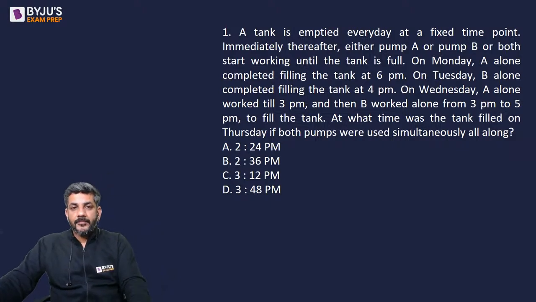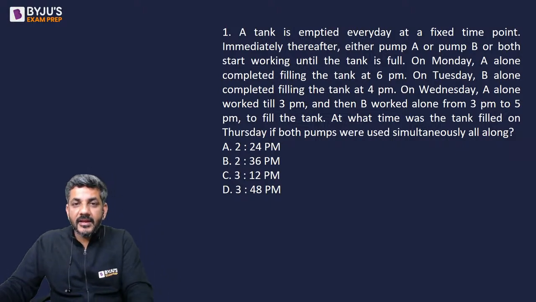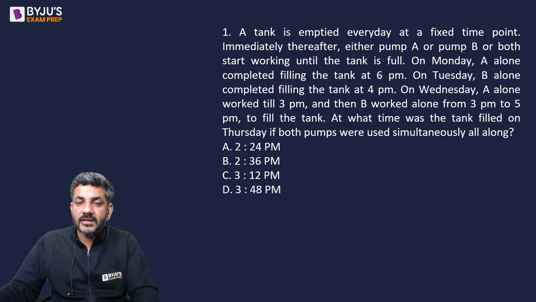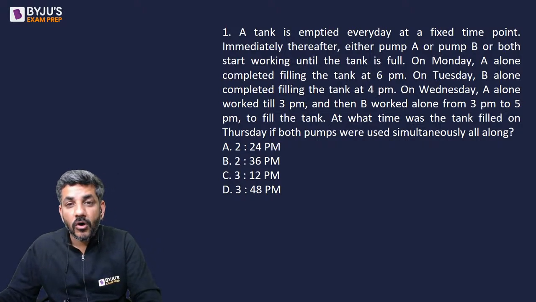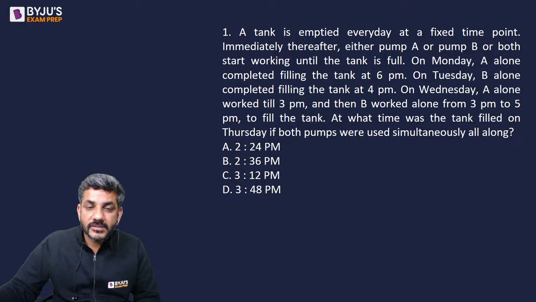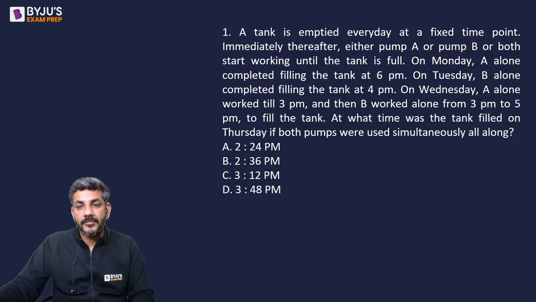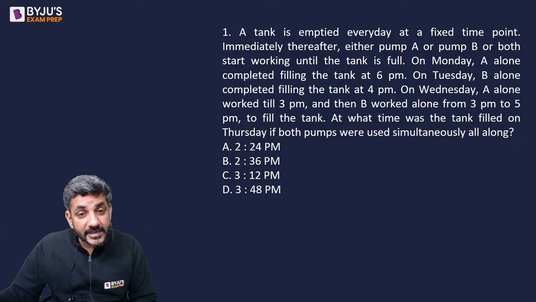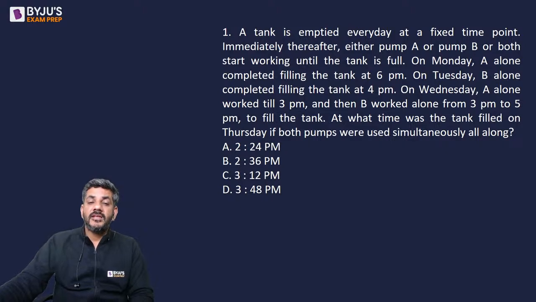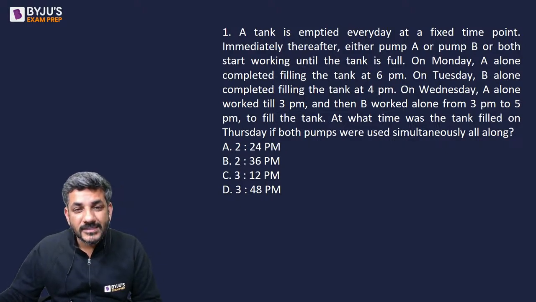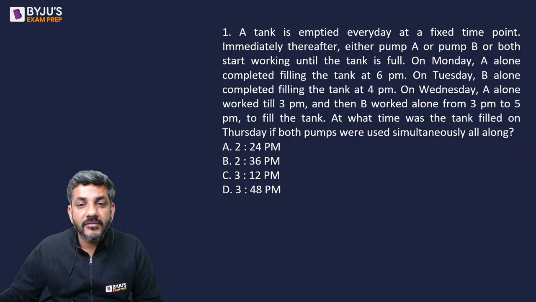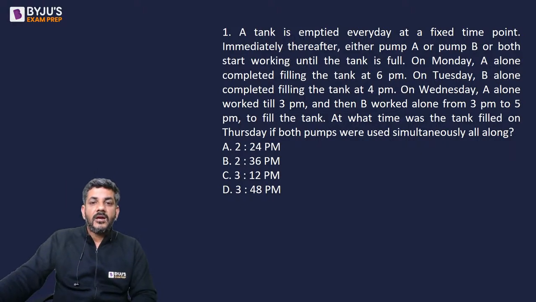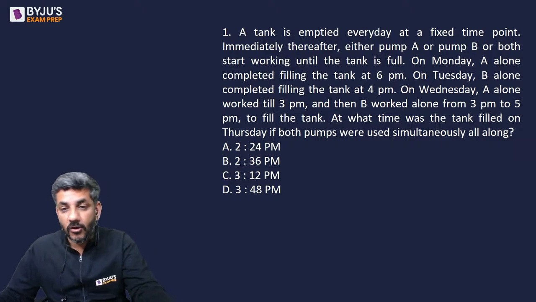Let's start doing it. A tank is emptied every day at a fixed time point. Immediately thereafter, either pump A or pump B or both start working until the tank is full. On Monday, A alone completed filling the tank at 6 p.m. On Tuesday, B alone completed filling the tank at 4 p.m. On Wednesday, A worked till 3 and B worked alone from 3 to 5. At what time was the tank filled on Thursday? Both pumps were used simultaneously all along.